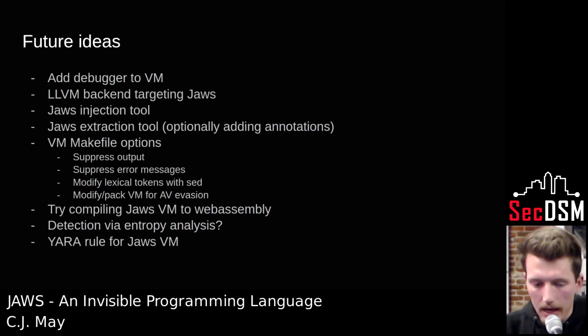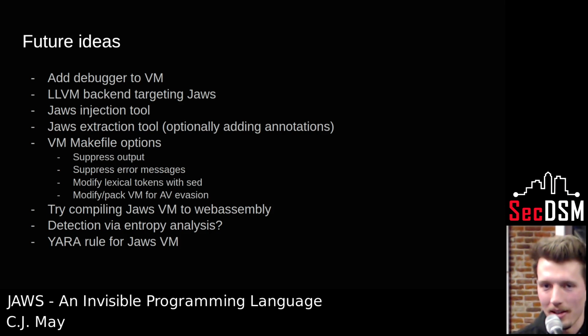So lastly, I just wanted to finish off with some future ideas I had for the project. It would be great to add a debugger to JAWS, the virtual machine, because it is not fun to troubleshoot when your JAWS code is not working well. Another cool thing would be an LLVM backend targeting JAWS, so that you could compile C code to JAWS rather than using Fin.